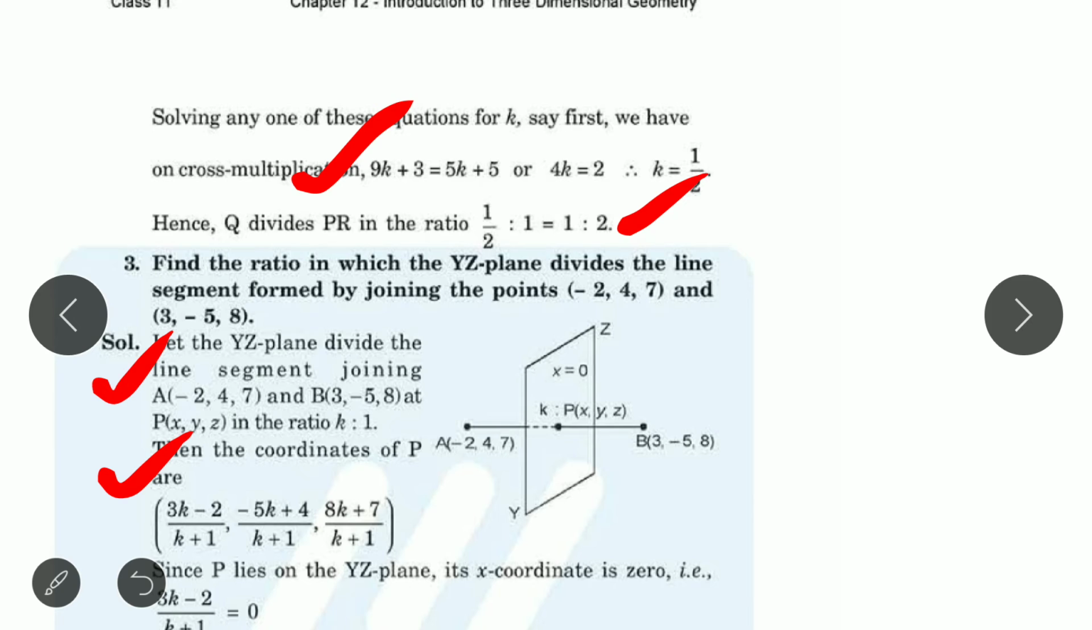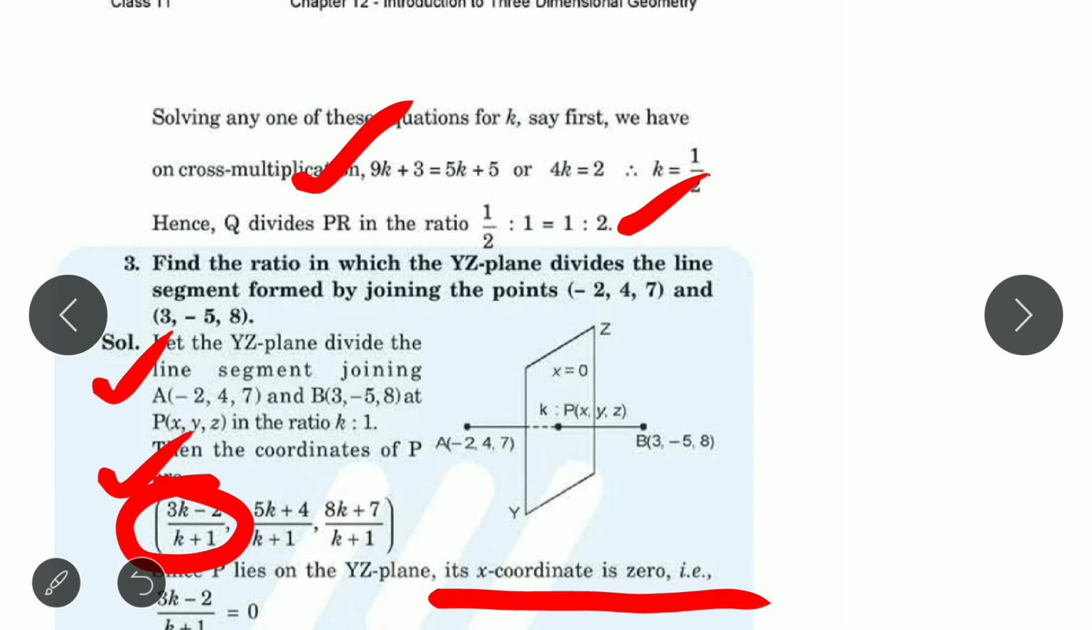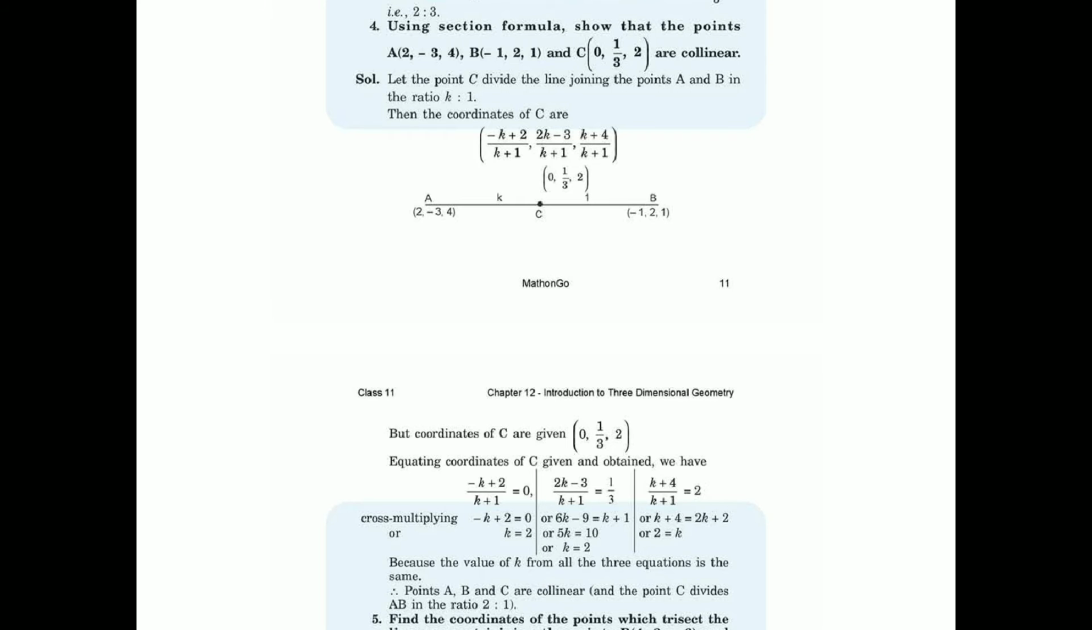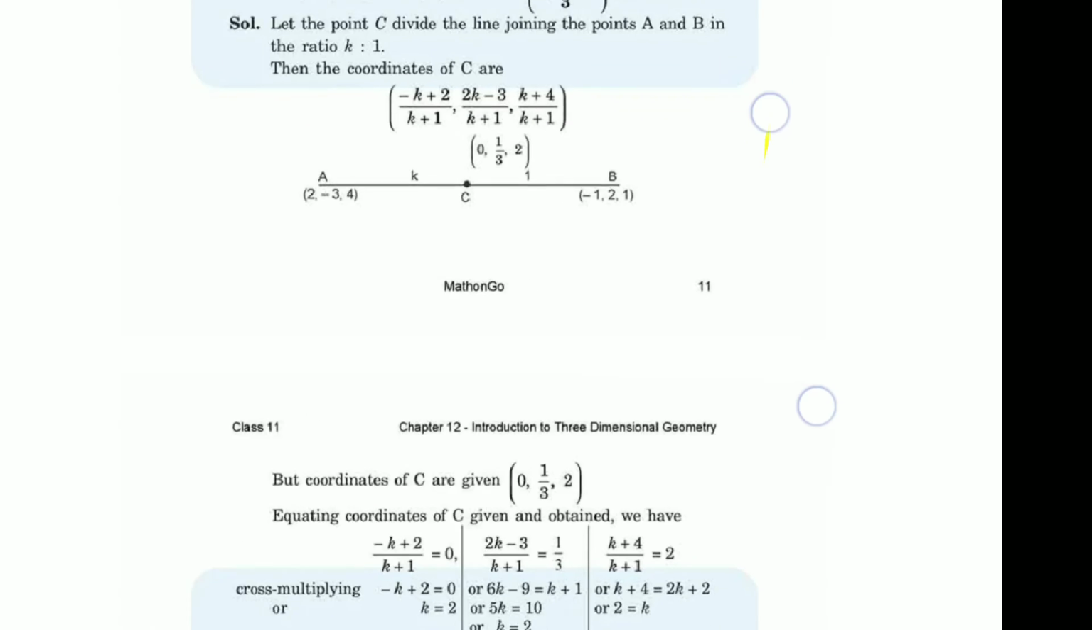Now, this is the coordinate of P. In the question, we know that the point P lies in the YZ plane. That means the x coordinate will be 0. So what is the x coordinate of P? (3k-2)/(k+1). We are going to equate it with 0. After equating with 0, we solve this equation and we get the value of k. That will be the required ratio.